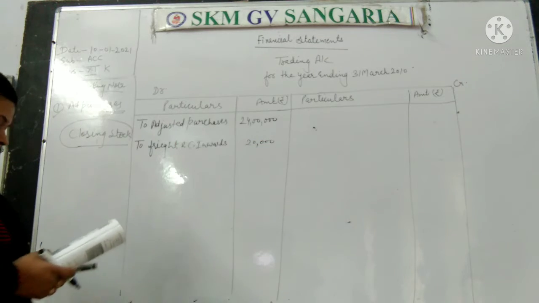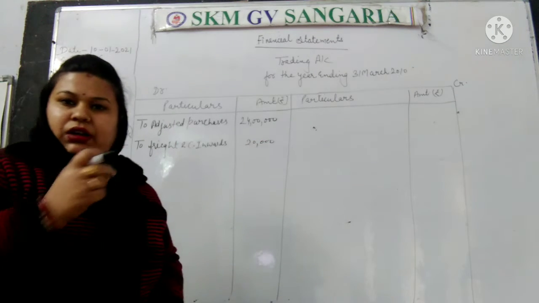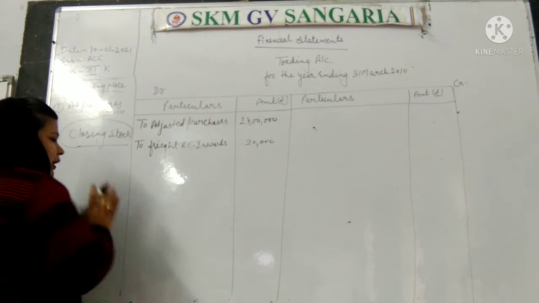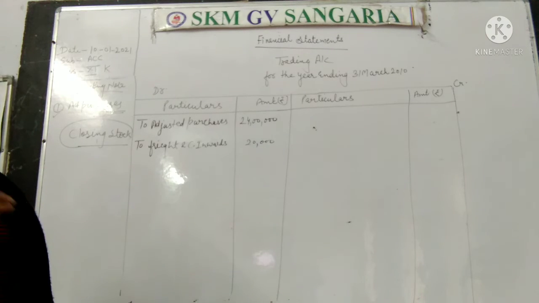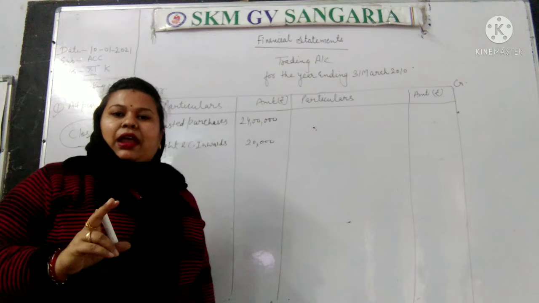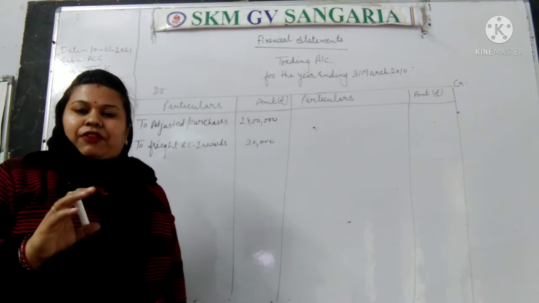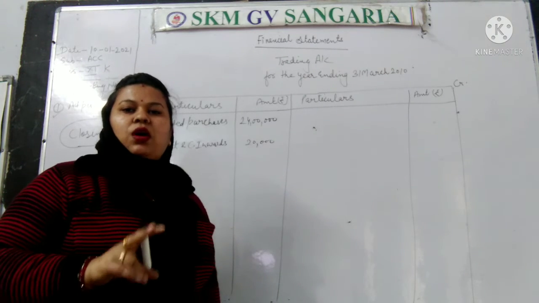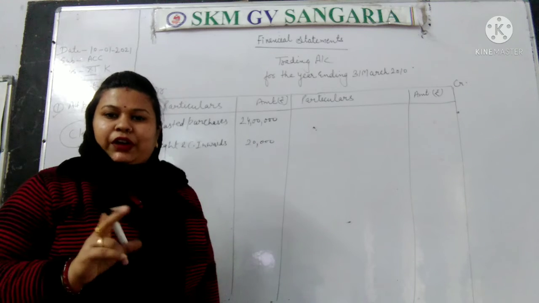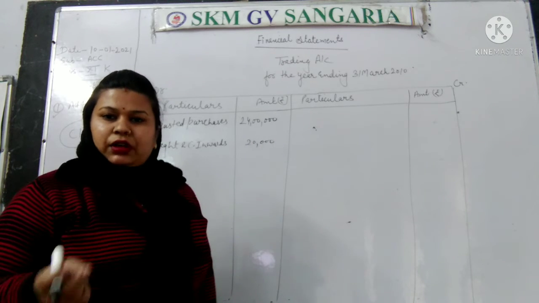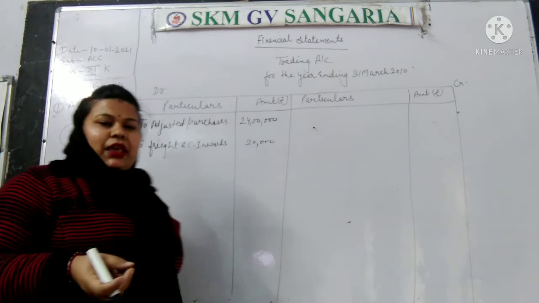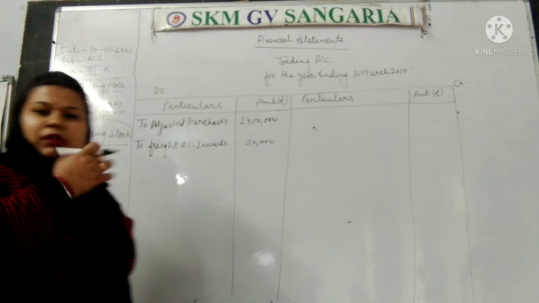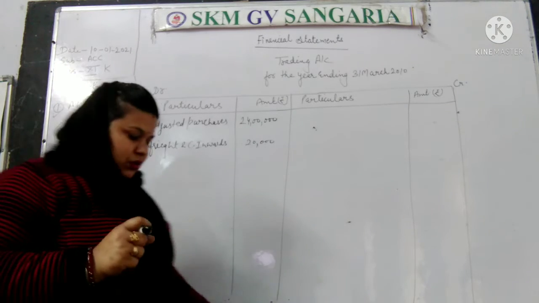Then next is freight and carriage outward. ठीक है, तो इसको आप ट्रेडिंग अकाउंट में नहीं लिखोगे, बल्कि इसको वर्किंग नोट में as a note we will write that carriage and freight outward is related to office expenses. So it will not be the part of trading account, it will be the part of P&L account. ठीक है, ये आपको as a working note show करना होगा when you will prepare the trading account.